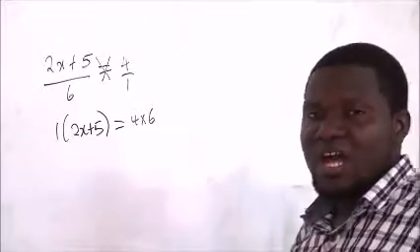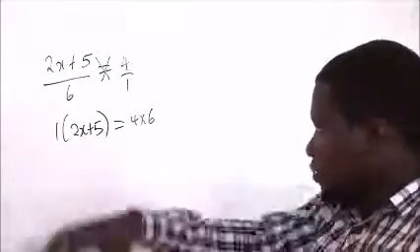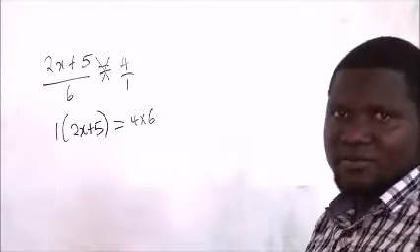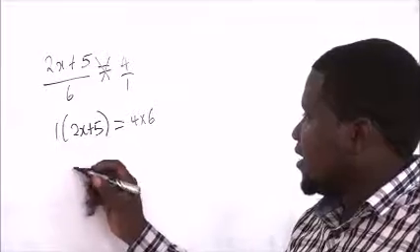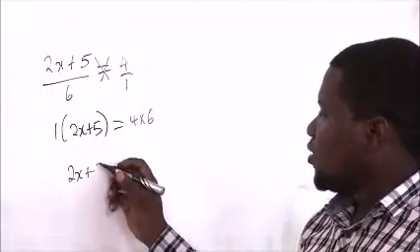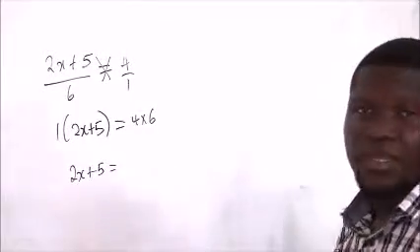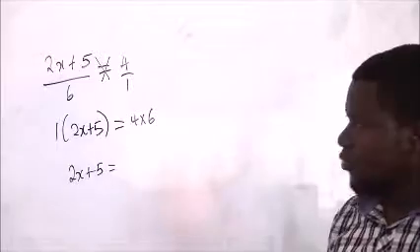And thereafter, I expand by multiplying the number 1 outside with what is inside the bracket. This times this is going to be 2x, and this times this one is going to be 5, is equal to, and therefore I also multiply these two. The result is going to be 24.